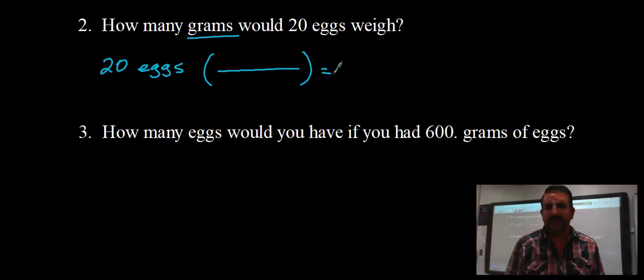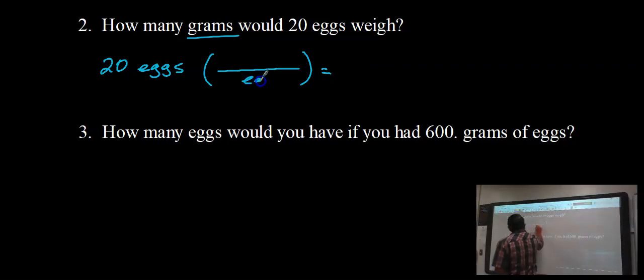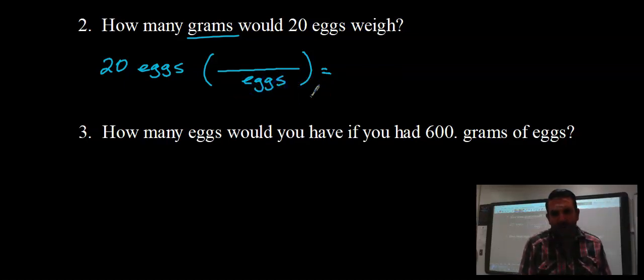Units. Let's start off with eggs. Where must eggs go so that it cancels? We're looking for grams. Where must grams go so that it doesn't cancel? So that's the unit that we end up with.